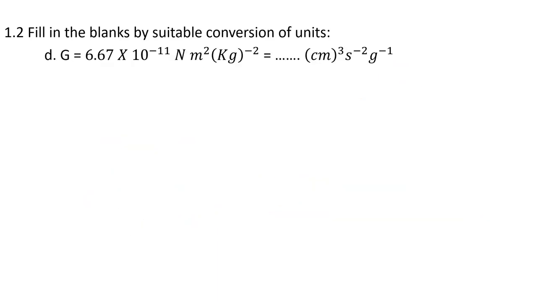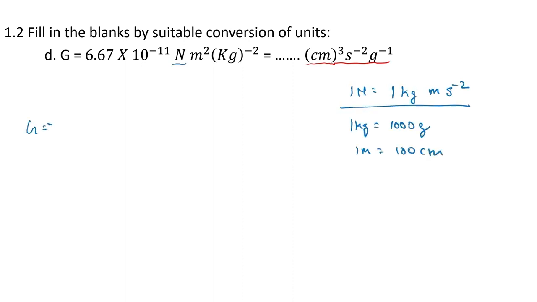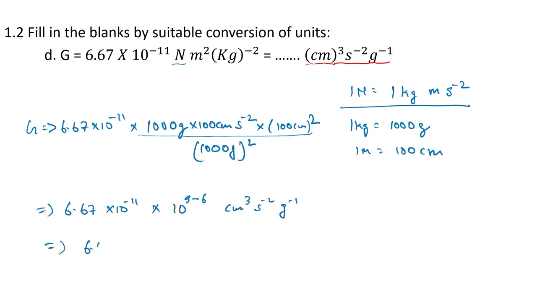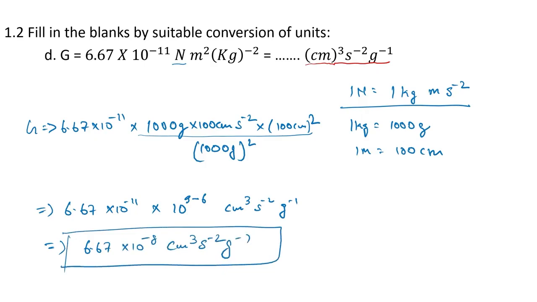Now the gravitational constant, which is given in the SI system, needs to be converted into the CGS system, that is the centimeter gram second system. So here 1 Newton stands for 1 kg meter per second square, and 1 kg is equal to 1000 gram, 1 meter equals 100 centimeter. So substituting these values, we will get 6.67 into 10 to the power minus 8 centimeter cube per second square per gram.